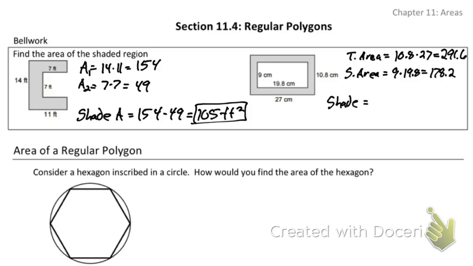we just have to do the big area, which is 291.6, and subtract away 178.2. And what is my end area going to be? Yes? 93.4 centimeters squared. All right, questions on either one of those bell work problems?